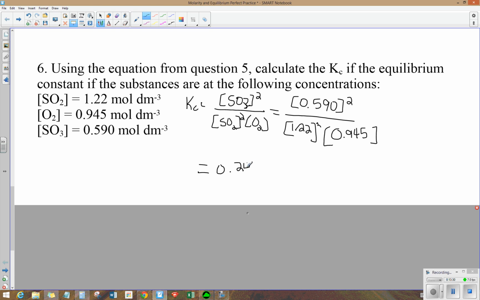0.247. Now units, don't worry about units right now. We're primarily focusing in on just getting the numbers in and solving for it.